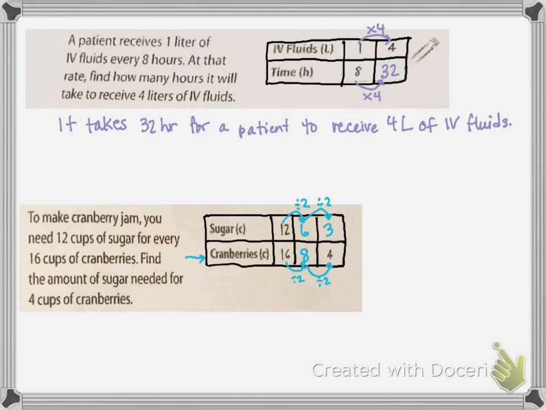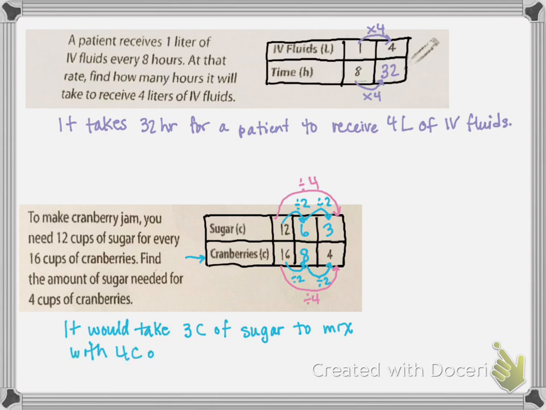Now again, I could have popped from one to the next directly. I could have said, oh, if I divide 16 by 4 and I divide 12 by 4, then 16 becomes 4 and 12 divided by 4 is 3. So I get the same exact answer. So my conclusion is it would take 3 cups of sugar to mix with 4 cups of cranberries to make cranberry jam. Okay?